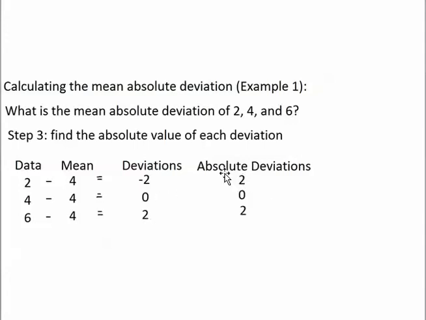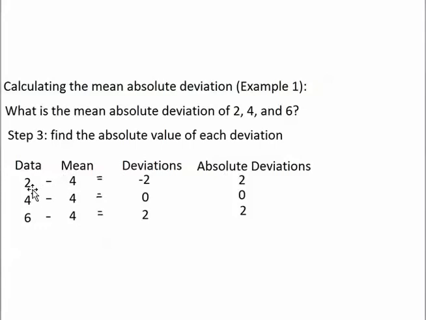Just like how each data value has a deviation, each data value also has an absolute deviation. The absolute deviation shows how far the data value is from the mean. But the absolute deviation has to be a positive number. So the absolute deviation doesn't show whether the data value is below or above the mean. It just shows how far the data value is from the mean.